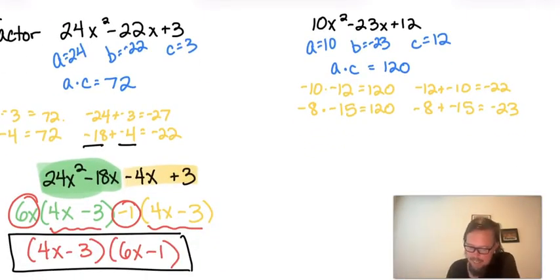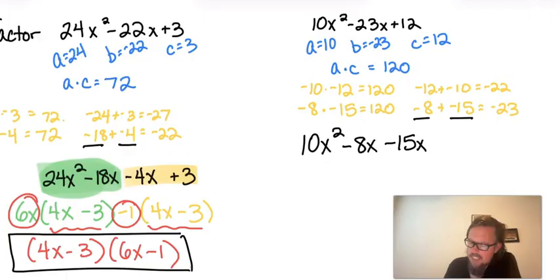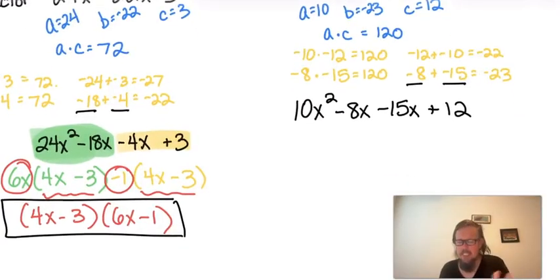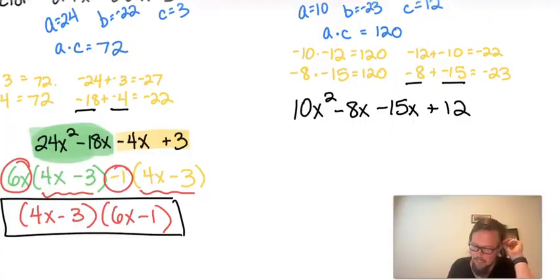Okay, so negative 8 and negative 12, oh, sorry, negative 8 and negative 15 are the two that I need. So that negative 23x is going to become negative 8x minus 15x. The order doesn't matter, and now that I've written it, I sort of wish I would have put the negative 15x first because 10 and 15 have a nicer common factor than 10 and 8 do, but it doesn't matter. It'll come out the same either way.